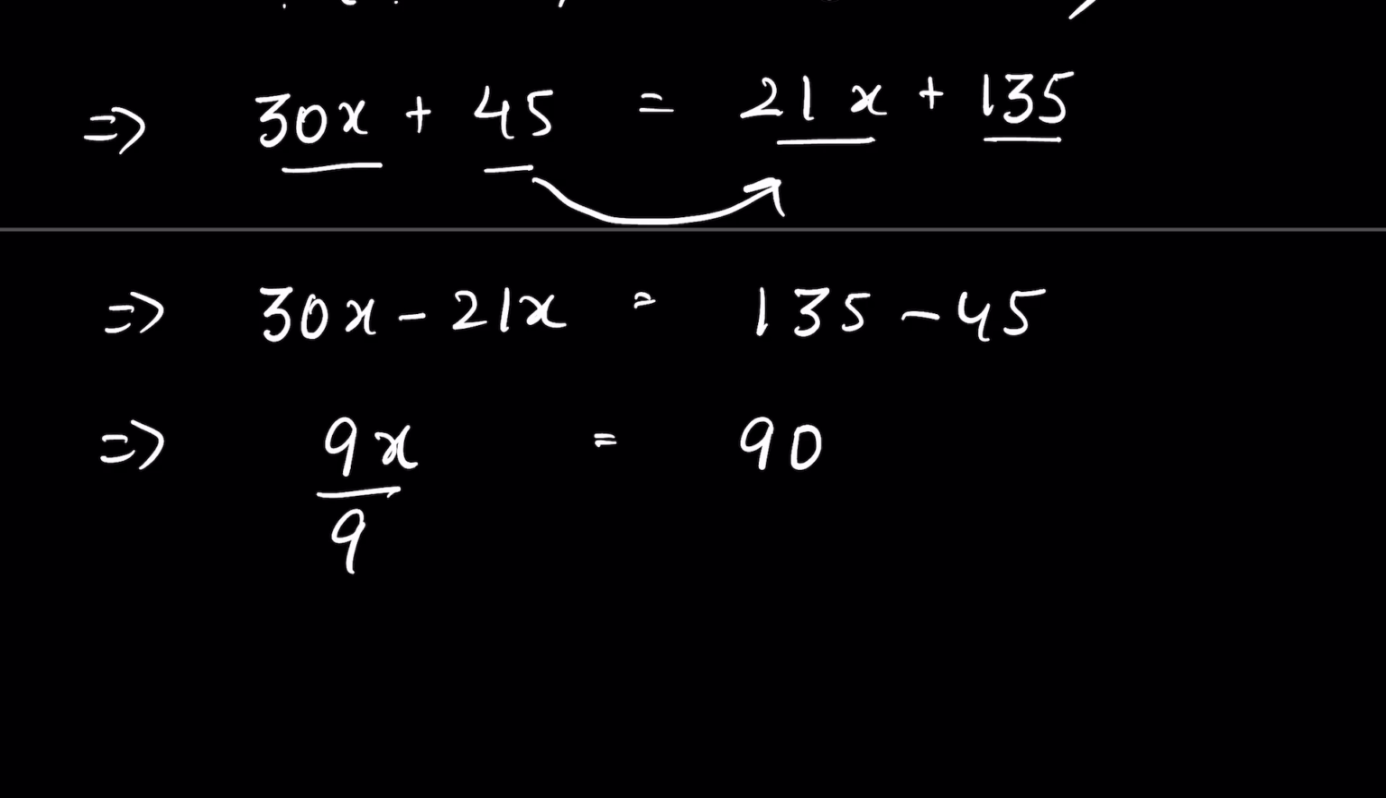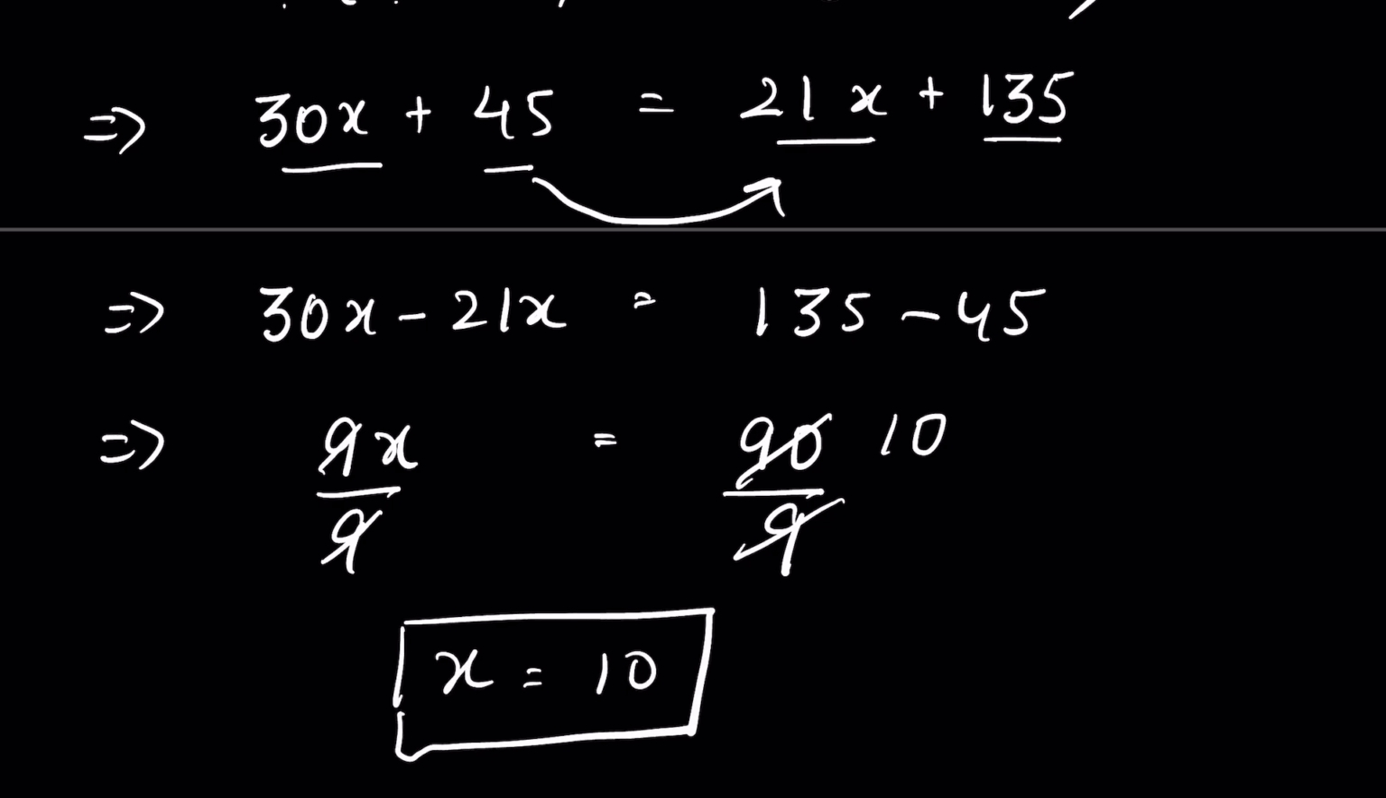Divide both the sides by 9. 9 and 9 get cancelled. 9 times 10 is 90. So x is equal to 10. So these are the two methods that you can use to solve it. Now tell me, which method did you like more? And did you make the same mistake as many students have made?